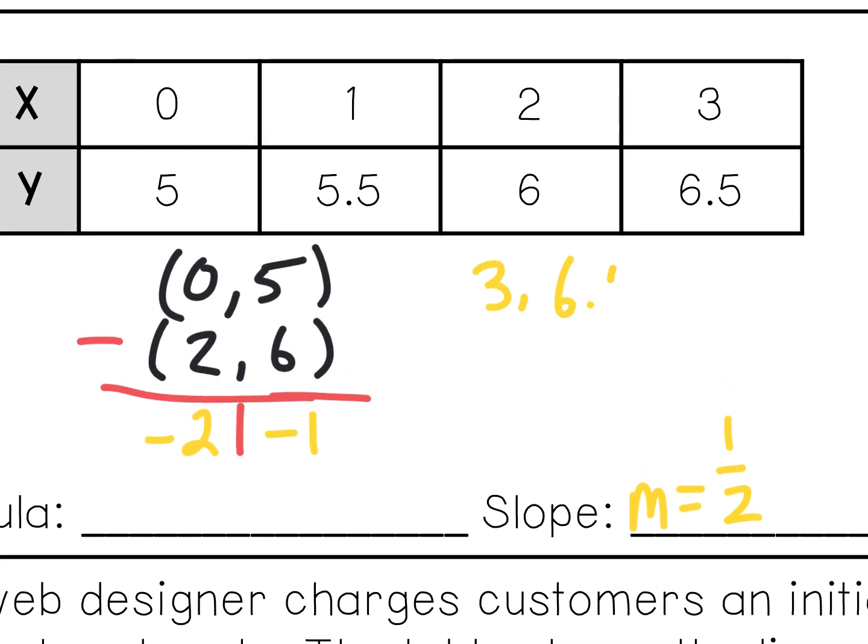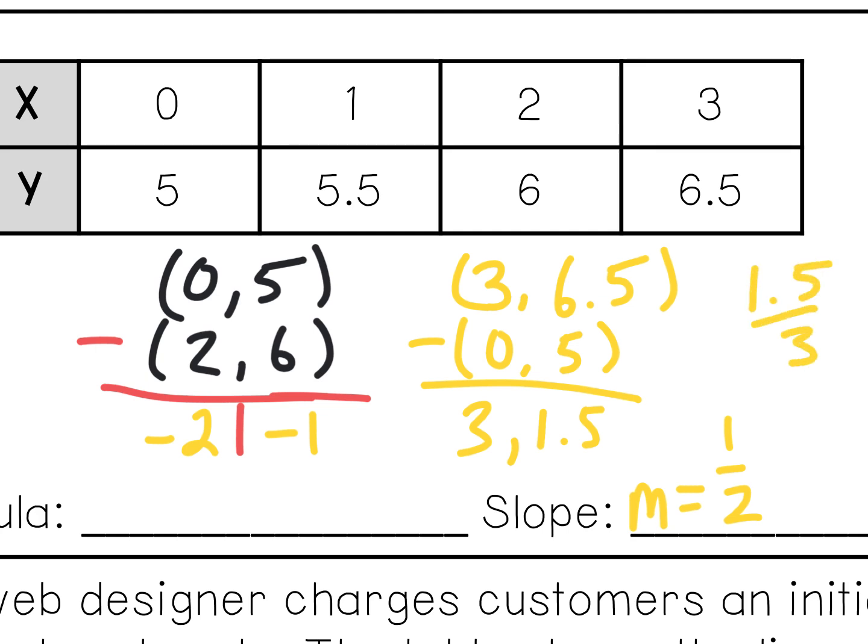Okay, just to prove the point though, 3, 6.5, and 0, 5, and I subtract. 3 minus 0 is 3, 6.5 minus 5 is 1.5. What's 1.5 over 3? It's the same thing. So you didn't have to write this example. I'm just showing you that the two of those are equivalent. It didn't matter the order, it didn't matter which points, they're equivalent.